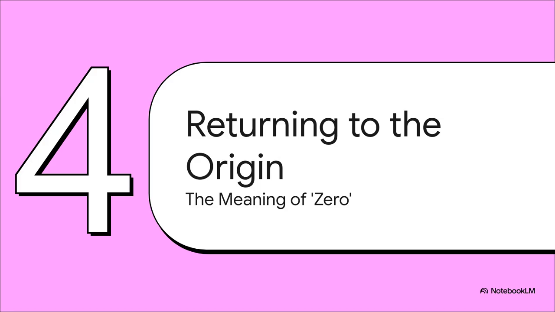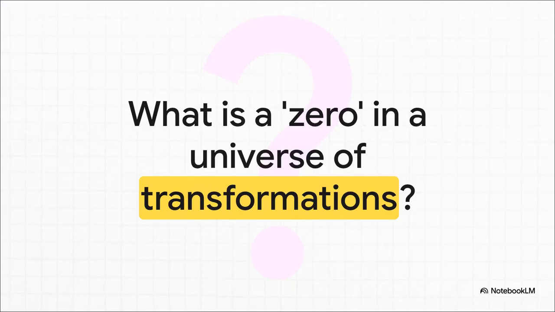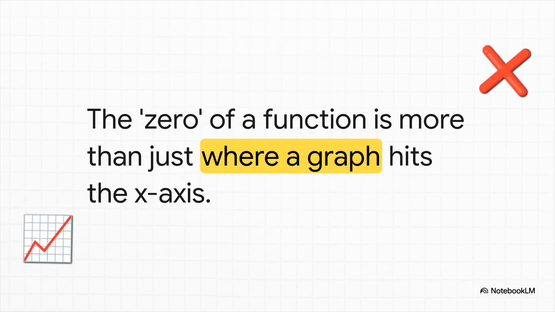So, this entire journey, this new perspective, brings us to our final and maybe most mind-blowing realization. If functions are all about transforming space, then what does it actually mean to find a root or a zero? We have to ask a totally new question now. In a universe built on bending and warping space, what on earth is a zero? Because the old answer, it's where the graph hits the x-axis, that just doesn't cut it anymore. That tells us what it is, but it doesn't tell us why it's important.